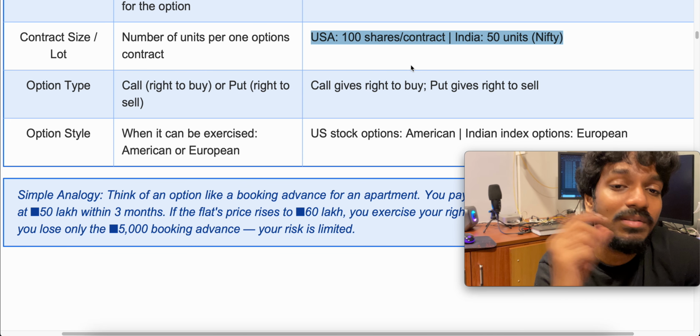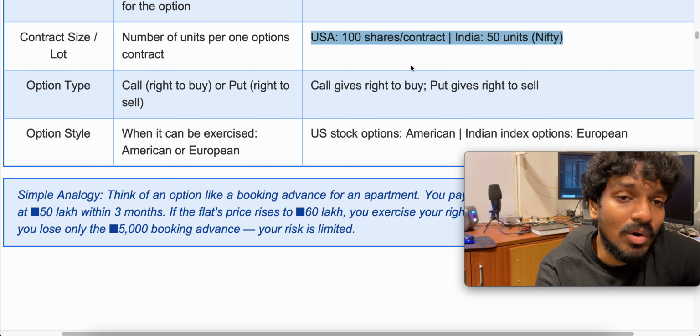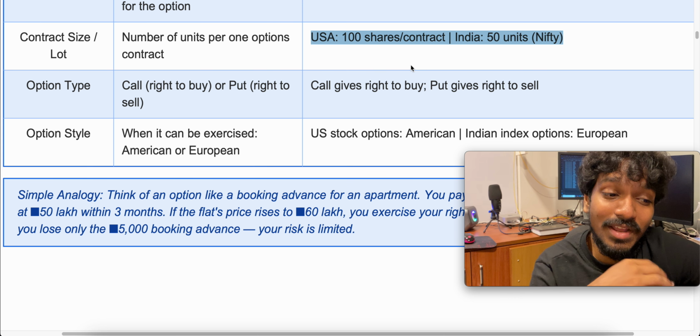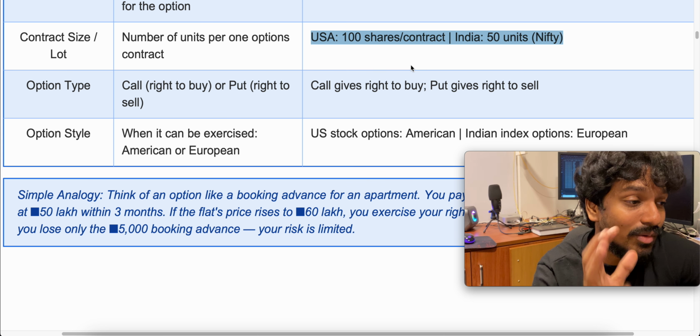You promise an expiry date, and within that if you don't perform what you have promised, then all your money will go to the option seller. So this is how things work.